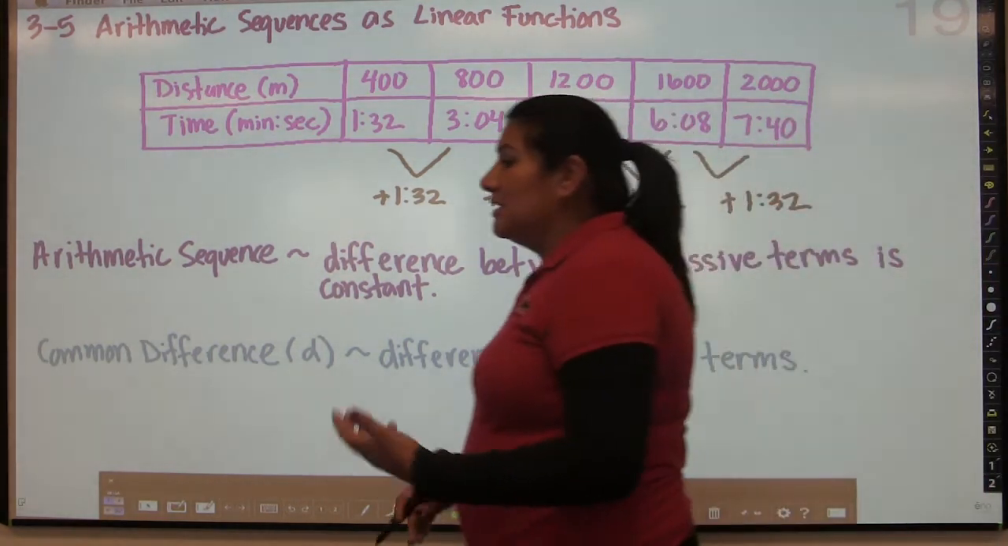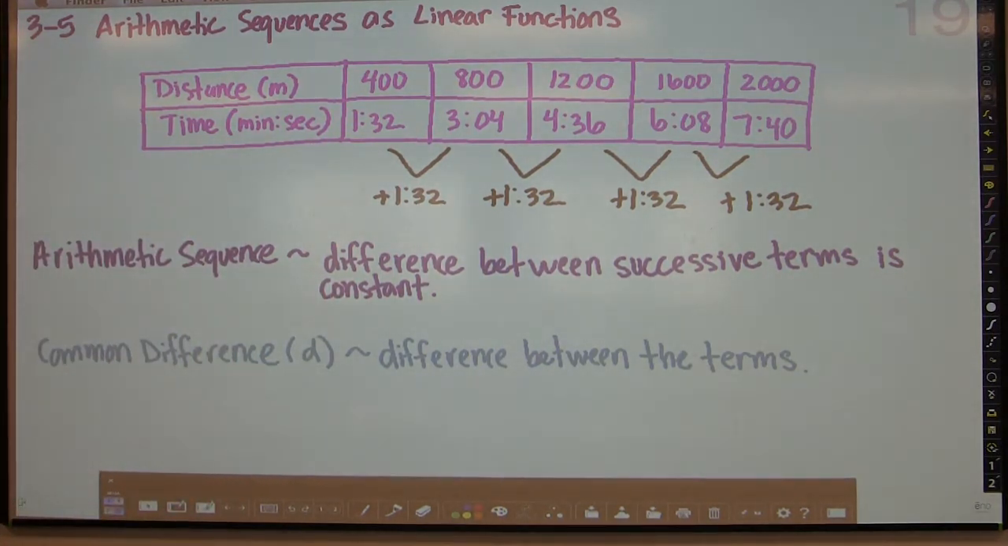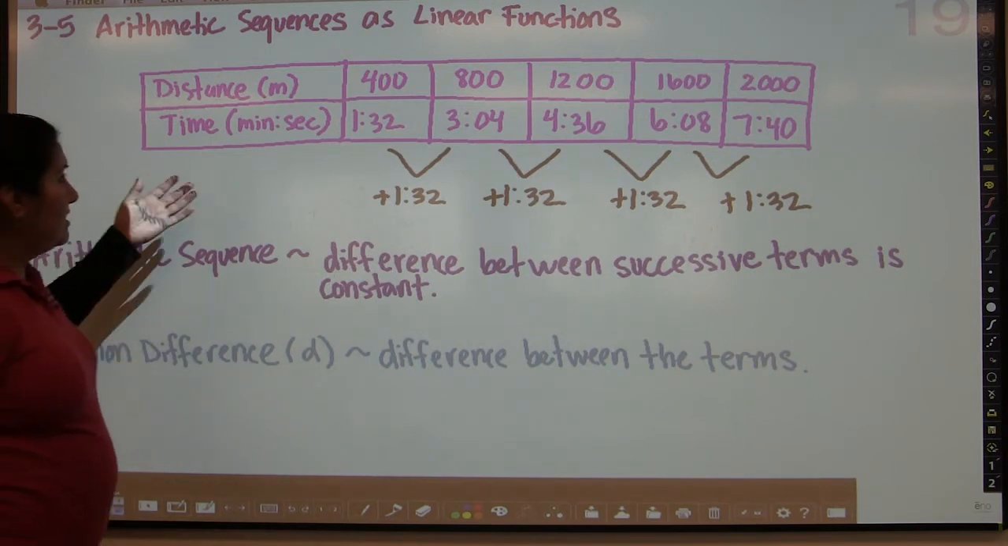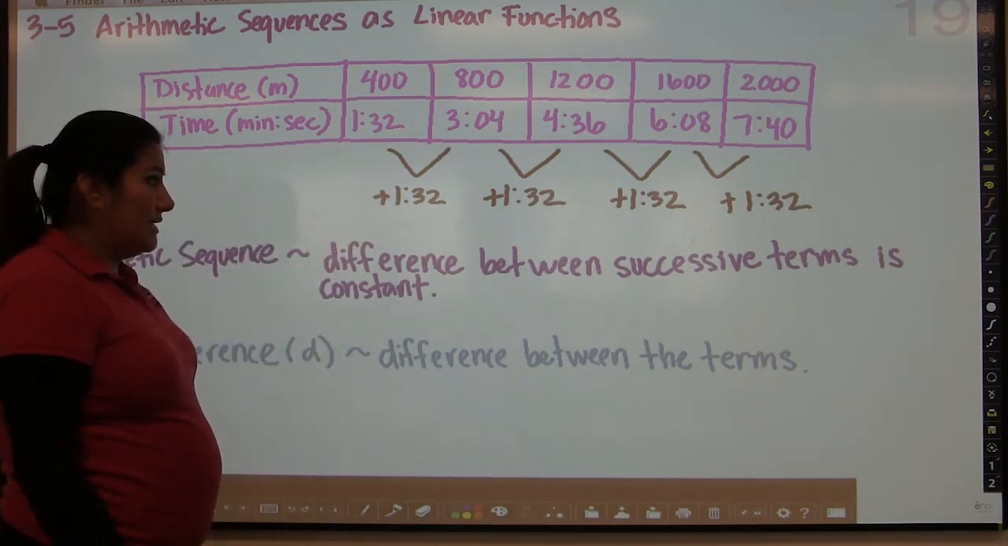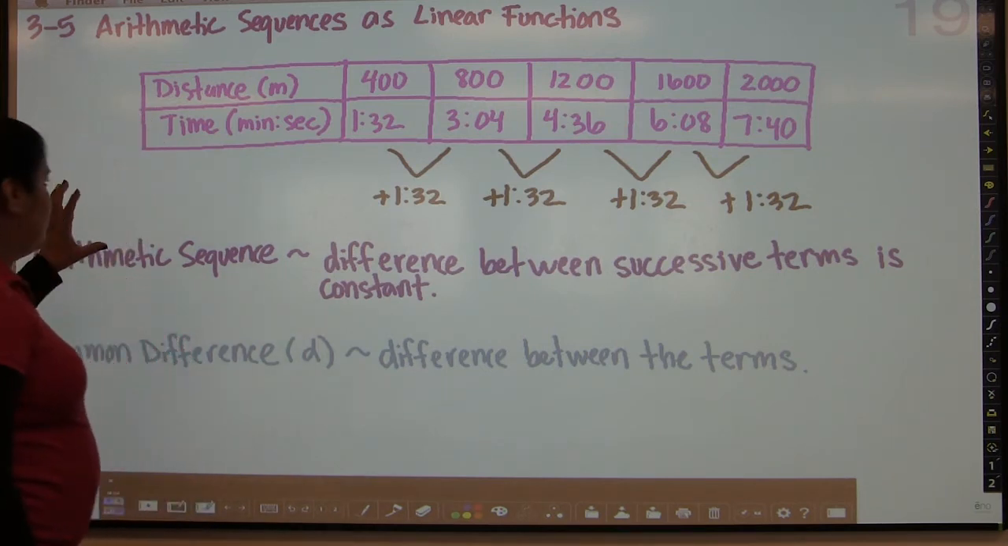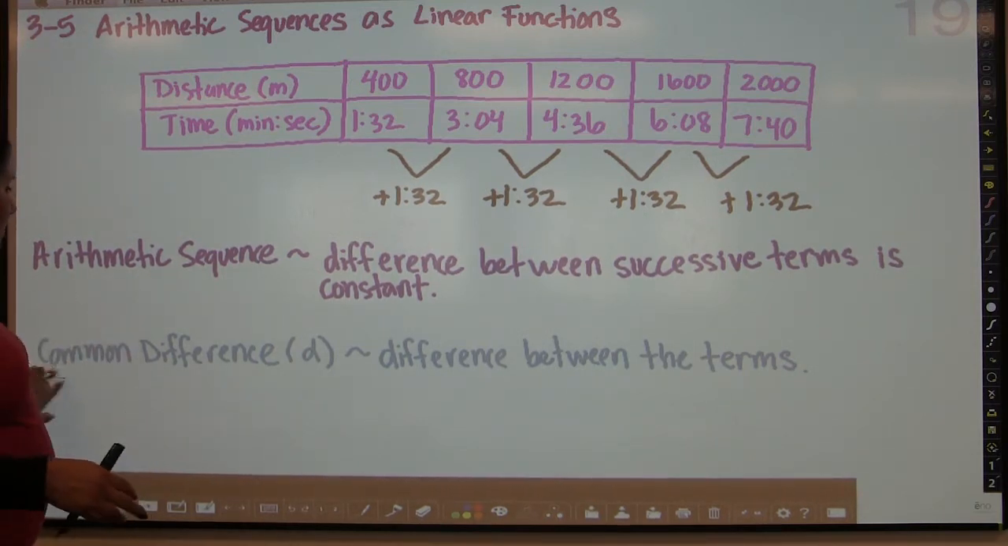So this is an example of a sequence that is arithmetic, because as we can see down here in the description, an arithmetic sequence is when the difference between successive terms is constant. And in this case, the difference was a minute and 32 seconds. So therefore, this particular example is an arithmetic sequence. And we call that difference that's the same, the minute and 32 seconds, the common difference, and we denote it by the letter d.